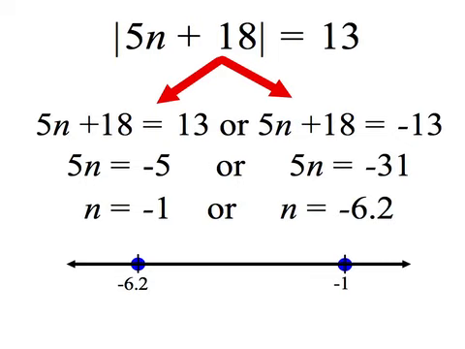The negative one is easy to test. You do 5 times negative 1, you get negative 5. You add 18, you get 13. And you say, is the absolute value of 13 13? Yes, it is, so it checks out. The negative 6.2 is a little bit harder to check, but if you do 5 times negative 6.2, you'll get negative 31. You'll do negative 31 plus 18 to get negative 13, and then when you take the absolute value of negative 13, you get 13, so it checks out.